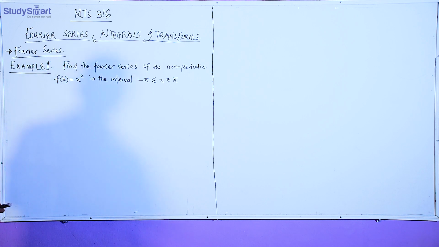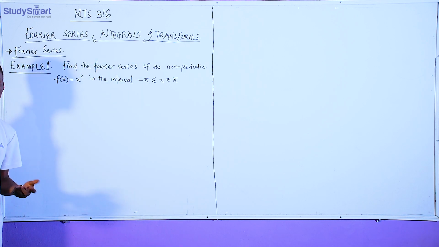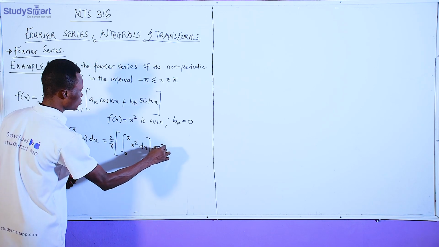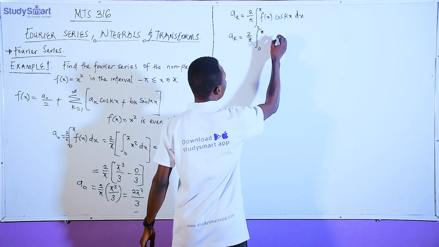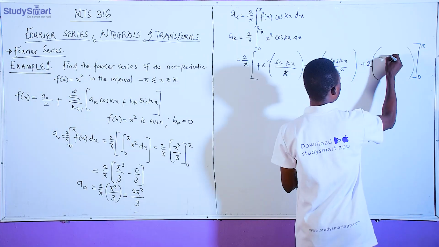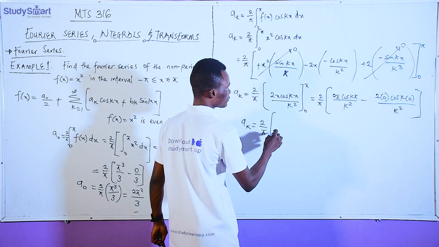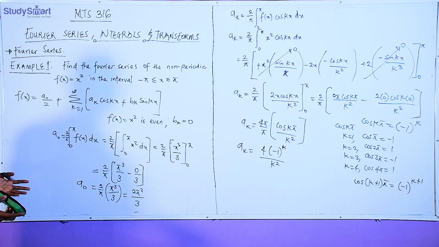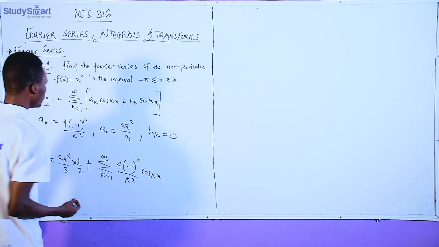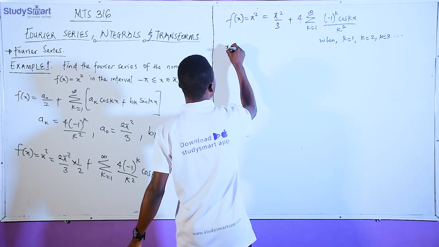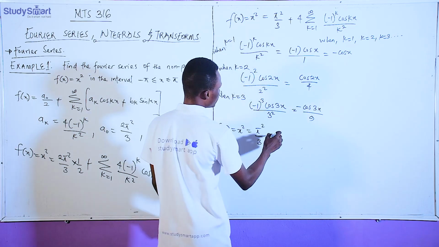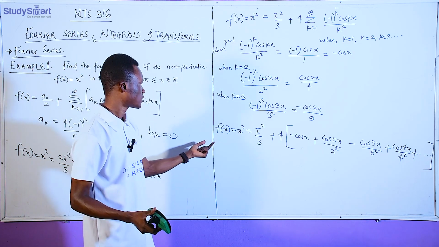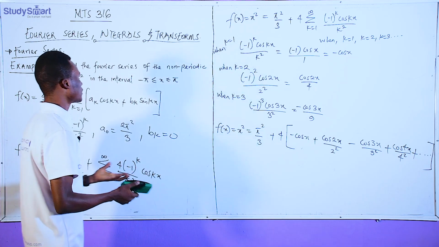All right, so since we already ascertained that x squared is an even function, from our f of x, now we have the final expression for the Fourier series expansion of x squared as an even function.